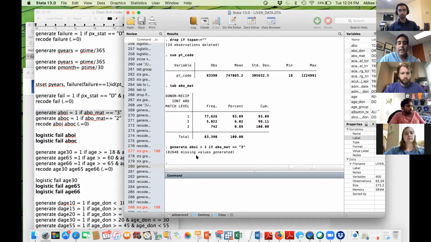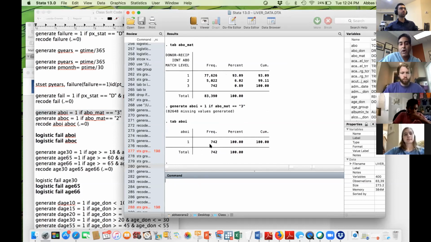And then if I tabulate, and I just made this variable, and I labeled it I, so I can remember it later as ABO incompatible. And I tabulate ABO I, and it comes out to be 1 is equal to 742, the same as 3 here, right? But I said generate this variable is equal to 1 if ABO mat is equal to 3. So that makes sense, 742.